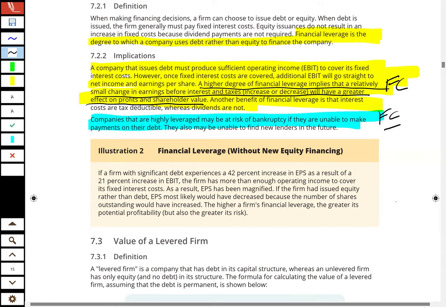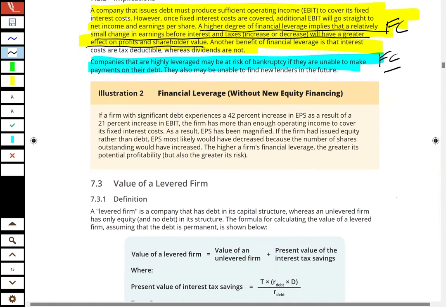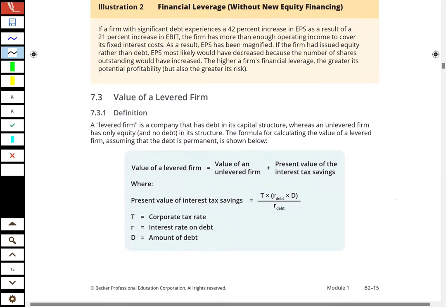Okay, but let's just look at the value of a leveraged firm. Again, here we go with the formulas. A leveraged firm is a company that has debt in its capital structure, whereas an unleveraged firm has only equity in its structure. The formula for calculating the value of a leveraged firm is the value of the unleveraged firm plus the present value of interest tax savings. And you can see that formula there, where they give you that information.